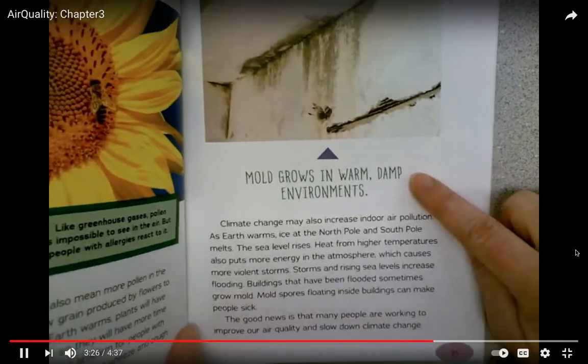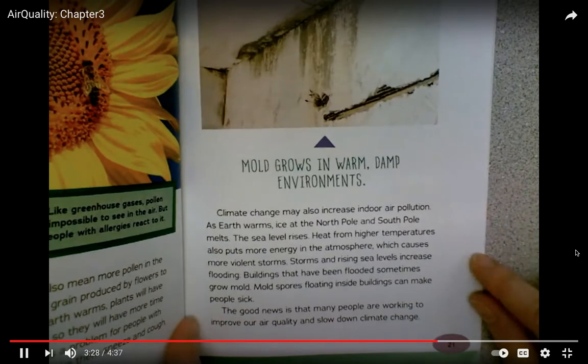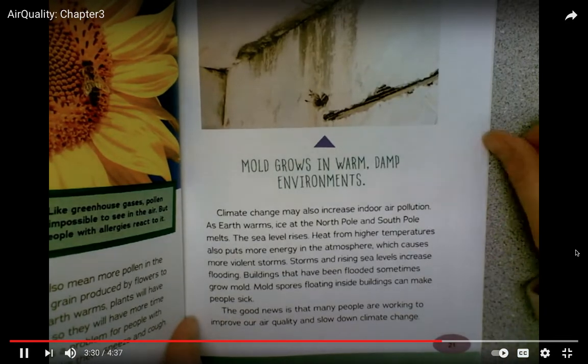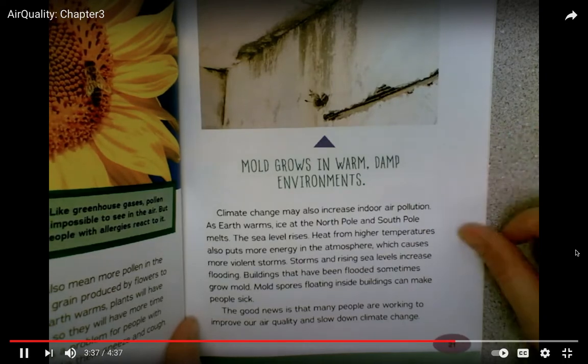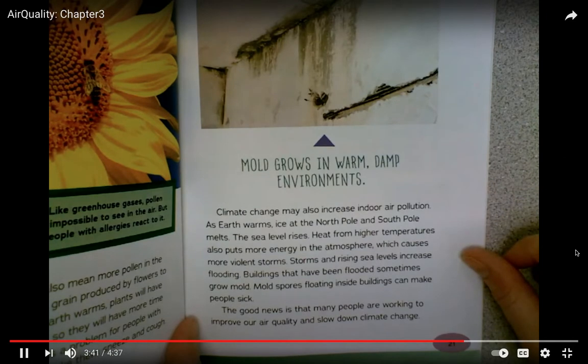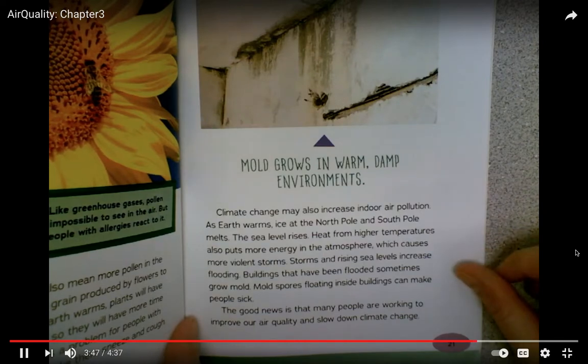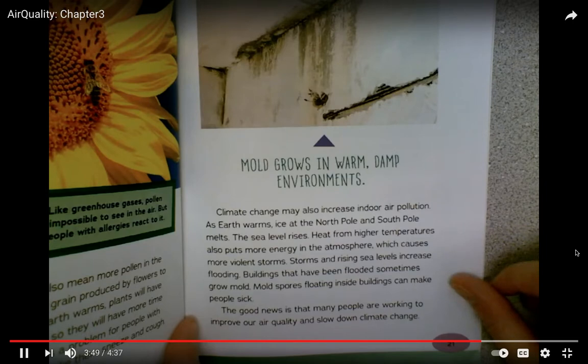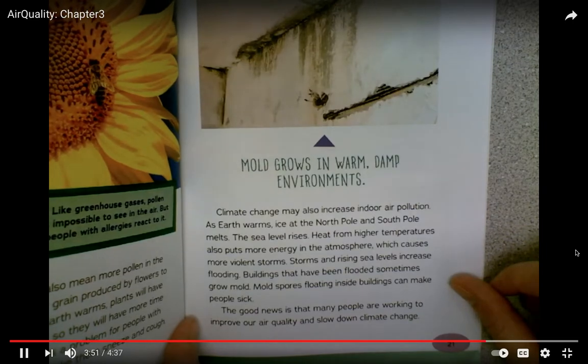Mold grows in warm, damp environments. Climate change may also increase indoor air pollution. As Earth warms, ice at the North and South Pole melts. The sea level rises. Heat from higher temperatures also puts more energy in the atmosphere, which causes more violent storms. Storms and rising sea levels increase flooding. Buildings that have been flooded sometimes grow mold. Mold spores floating inside buildings can make people sick.